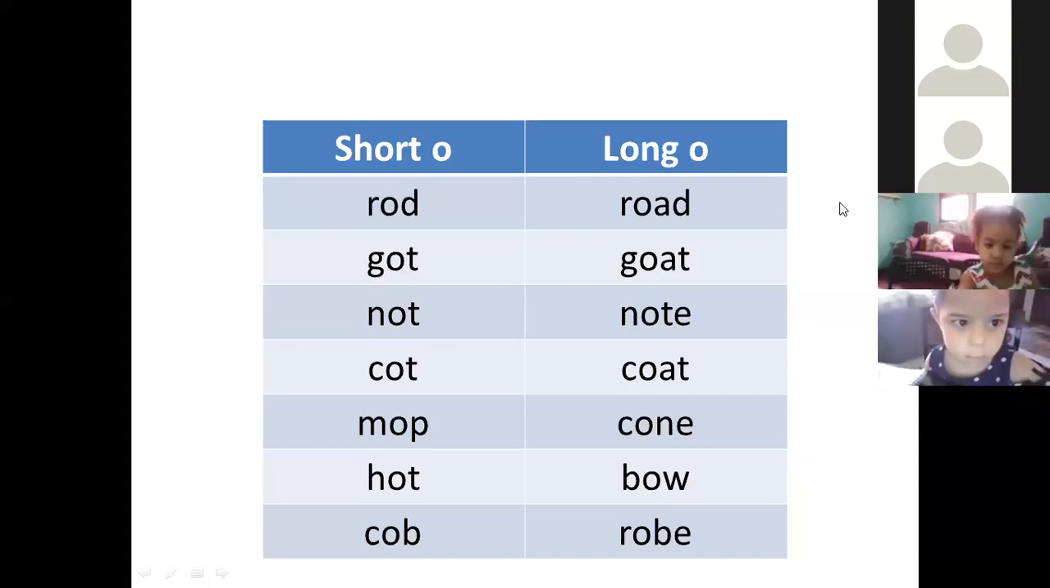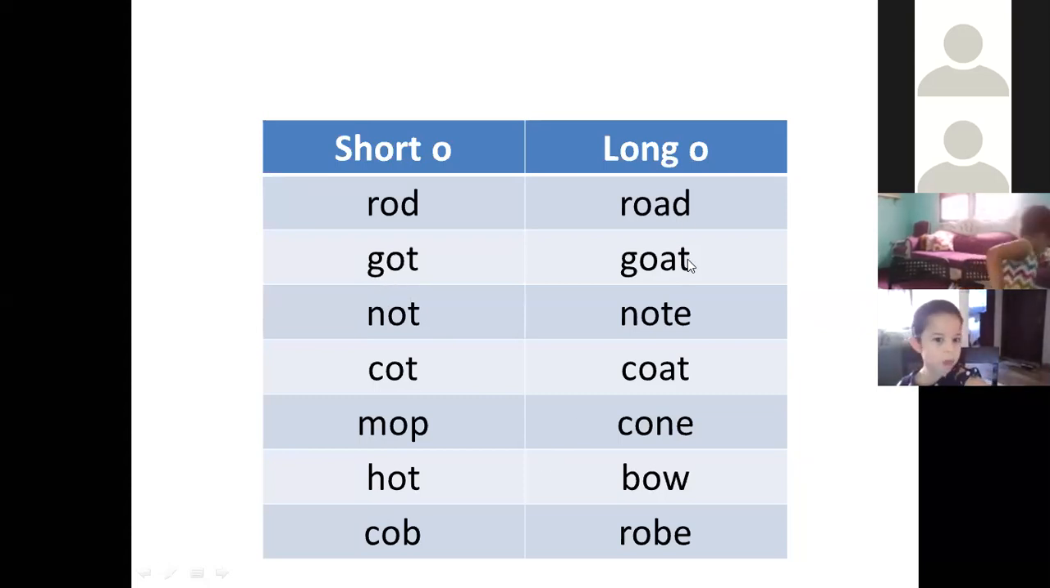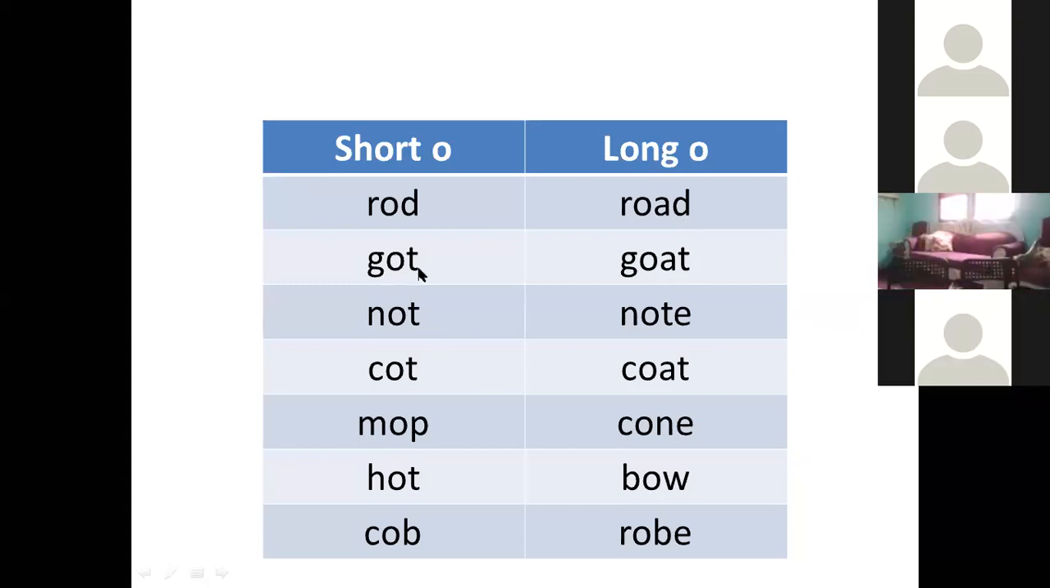Helena, can you read with me? What is this, Helena? Start reading. Here, how many vowels? Just one, so it will be what? Got. Helena, raise your voice. Got. And here, what is this? Goat. So it's got, goat. Short O, long O. Okay. Now I need Jori.